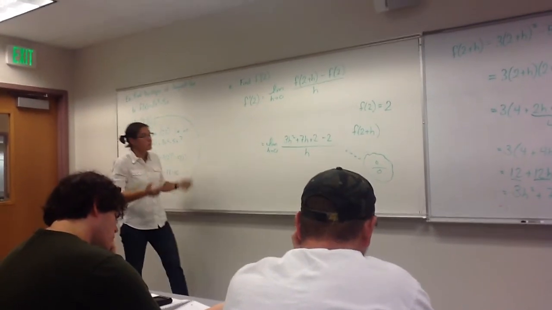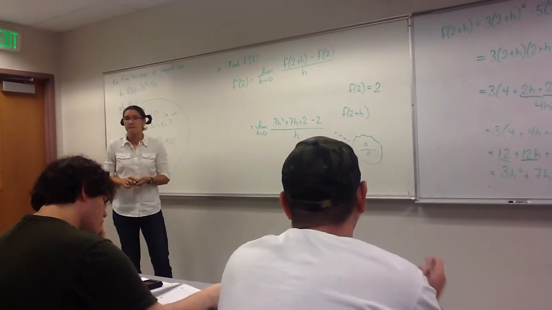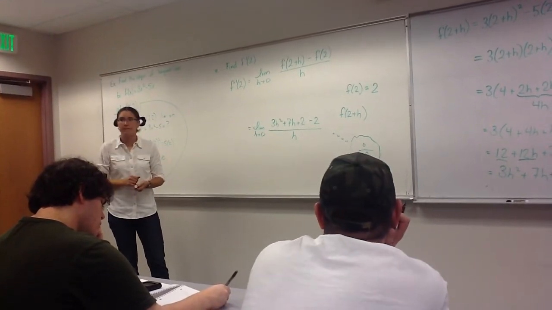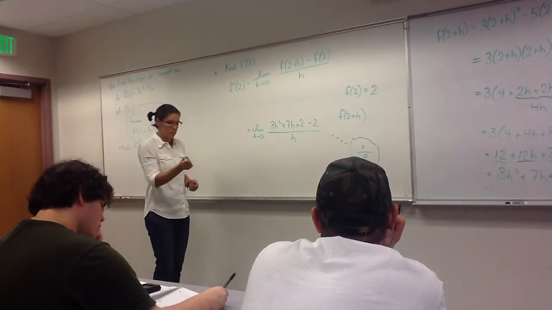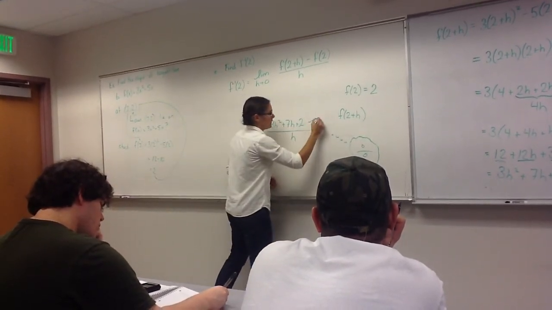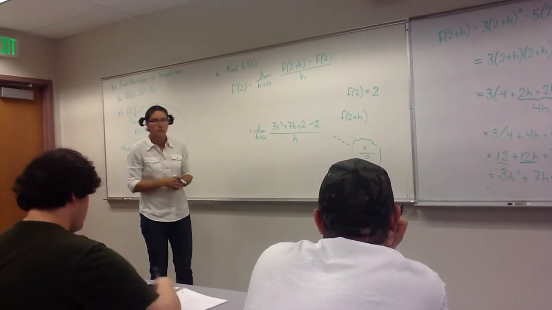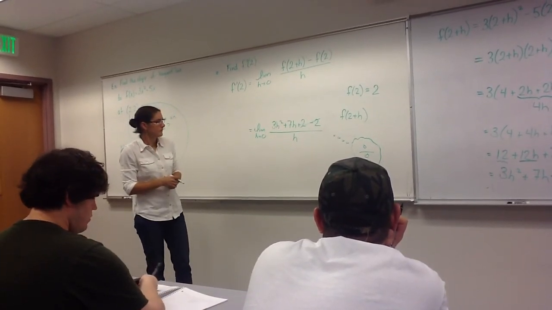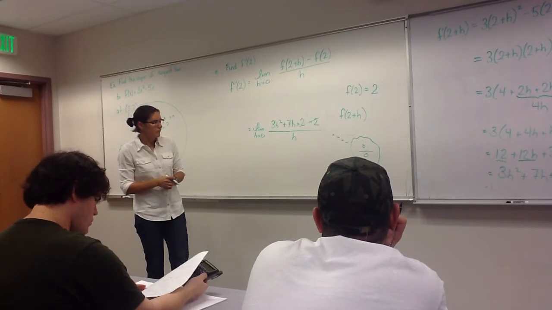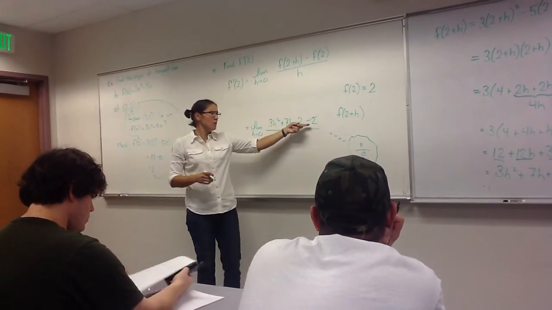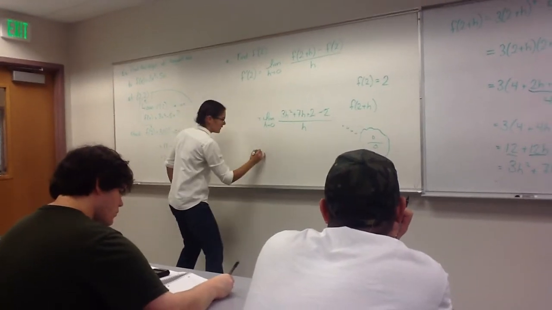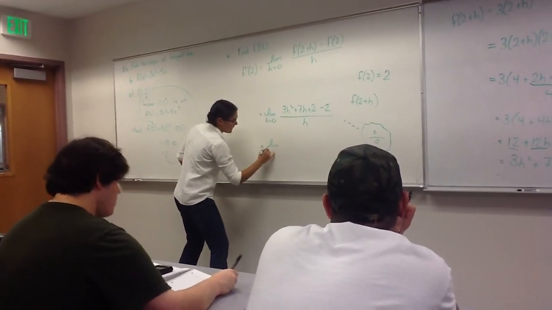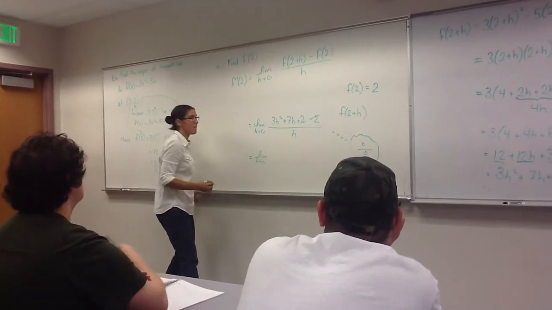All right, so is there anything that we can do in that numerator? Well, 2 and minus 2 is 0, and then 3h squared plus 7h becomes h times (3h plus 7). So number 1, we can get rid of this 2 and the minus 2. Okay, and now we can factor some things out. And so we've got the limit as h goes to 0.